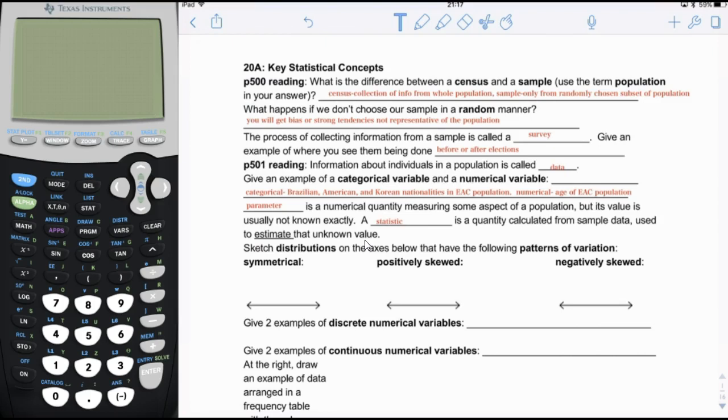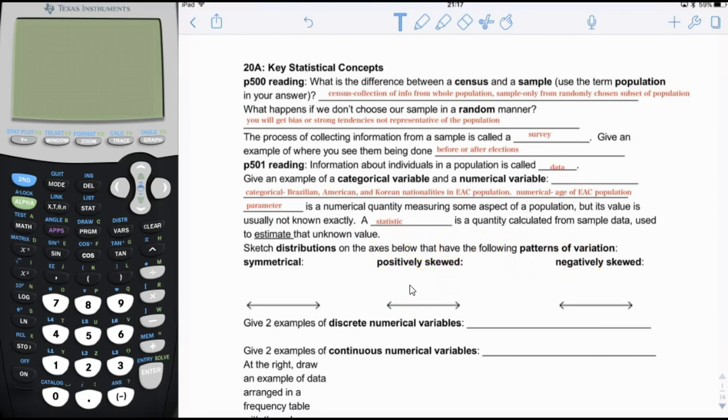And so the parameter you're measuring is height. It has some definite value, but it's too much trouble or it takes too much time to find it. So you're going to use a measurement of a sample of people, and you're going to calculate a statistic, the average height, using the sample data. So of course the statistical value that you calculate is just going to be an estimate of the real value, which nobody knows. Okay? The sketch of the distributions on the axes below have the following patterns of variation.